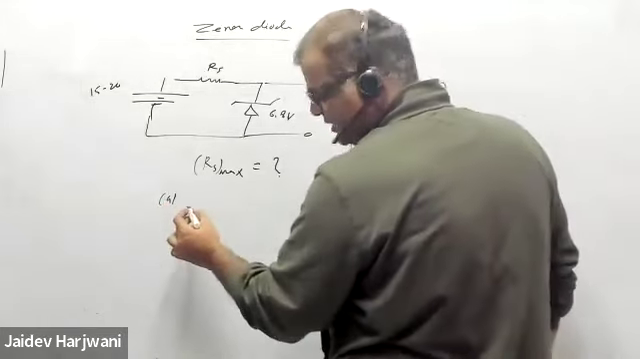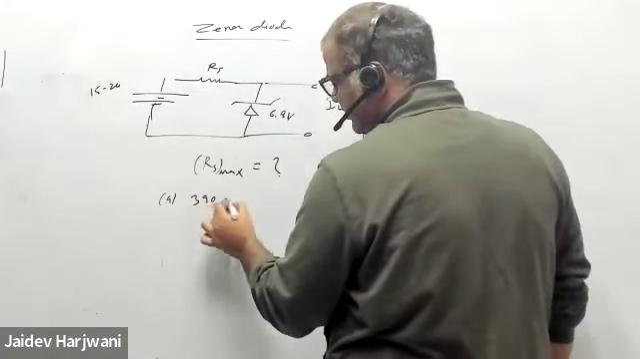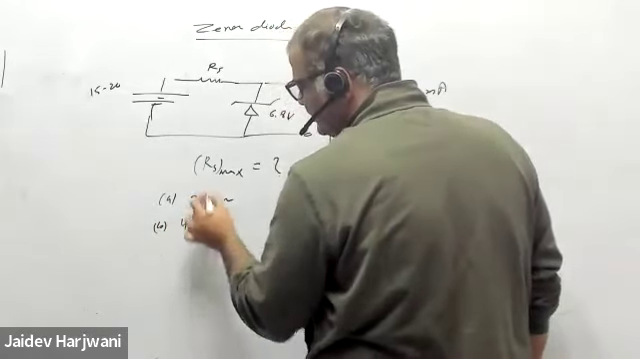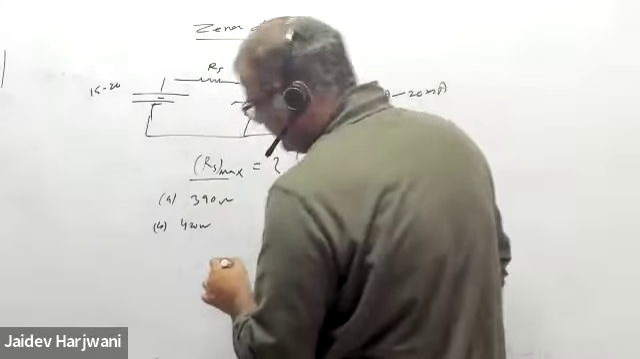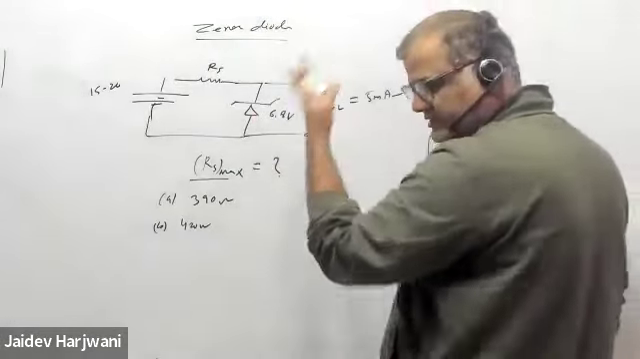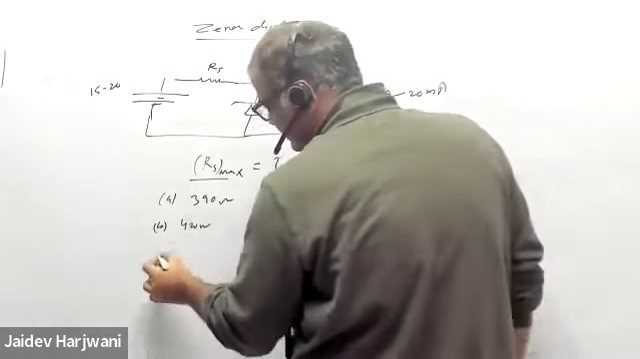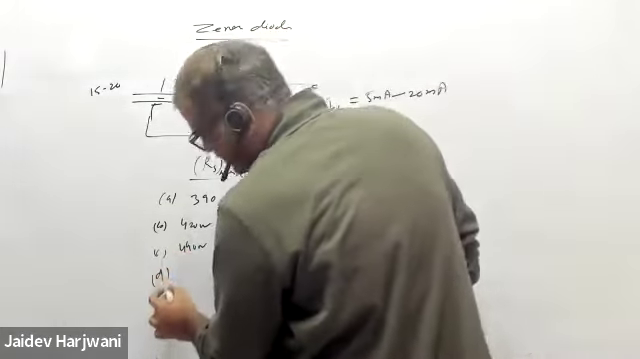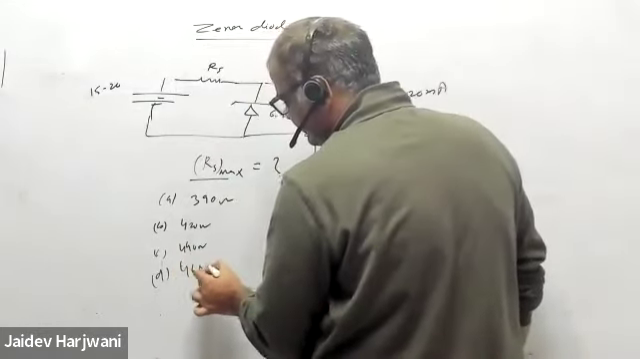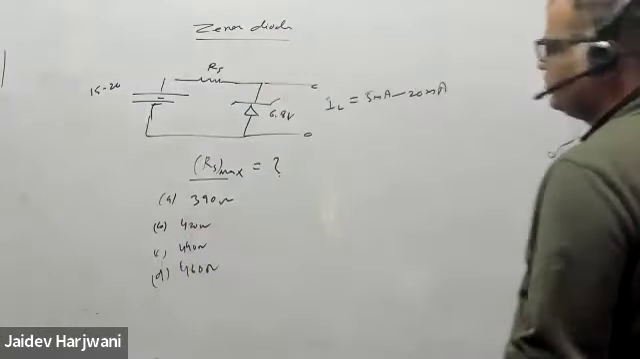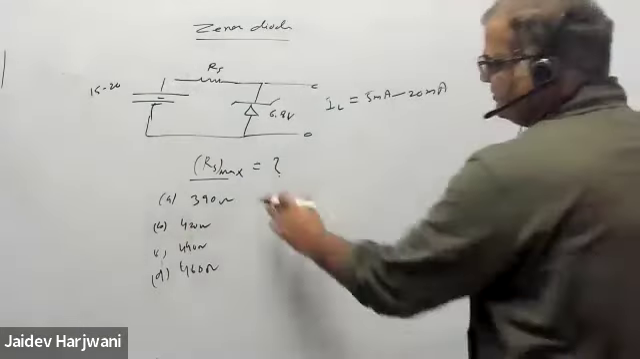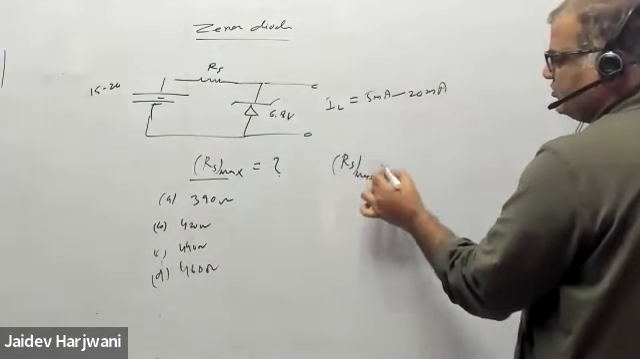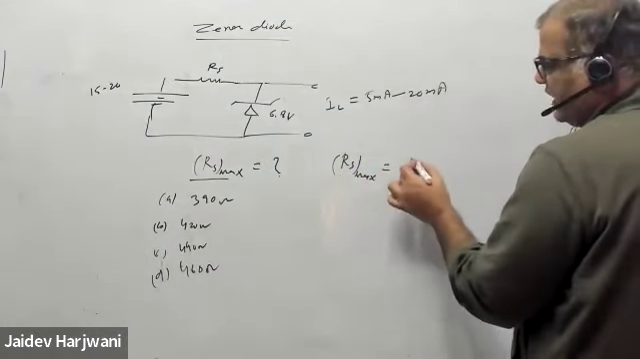Option A is 390 ohm. Option B is 420 ohm. This is the max limit, which means your resistance should be less than the max limit. Then C is 440 ohm and D is 460 ohm. Now you want to get the RS max. I told you what RS max is. For RS max, you always remember you have to take Vi minimum.